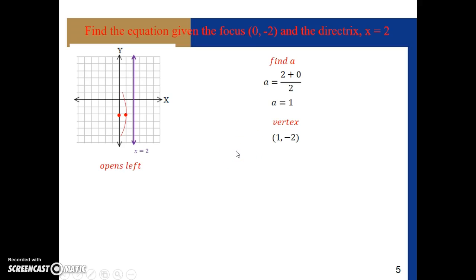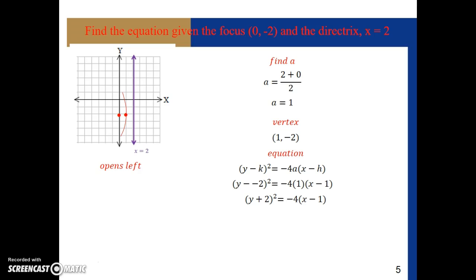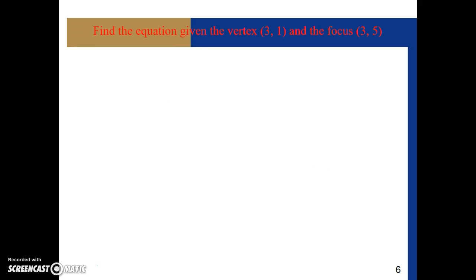So we know it opens to the left because the focus is inside. So we have our vertex point, so we know that h is 1 and k is -2. We are opening to the left, so we know that we have a -4 in front of that a value. So we're going to plug in those values, and there it is. There is the equation of the parabola given the focus and the directrix.